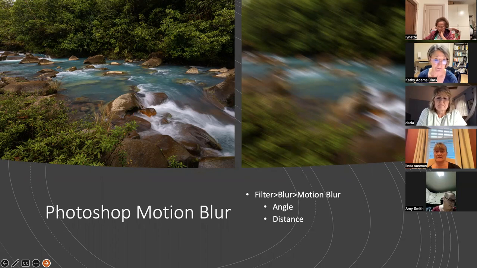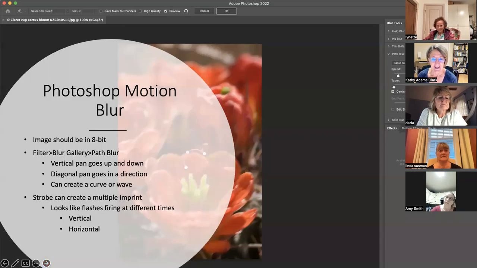No layers, okay? Just plain old ordinary Photoshop. And so in that Photoshop blur, here's what it would look like. In your Photoshop motion blurs, it helps if your image, by the way, is at 8-bit. It's not so big. And then filter, blur, blur path.